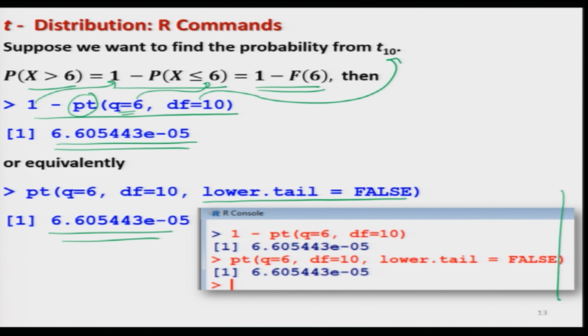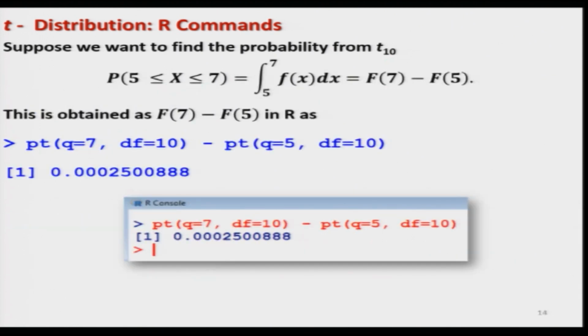I will show you all these calculations on the R console, but I know these are very simple things for you. Now, similarly, if you want to compute the probability that X lies between 5 and 7, you have to find the integral from 5 to 7 of f(x) dx, where f is the t density. This probability can be written as F(7) minus F(5), where F is your CDF. So now you know how to compute F(7) and F(5).